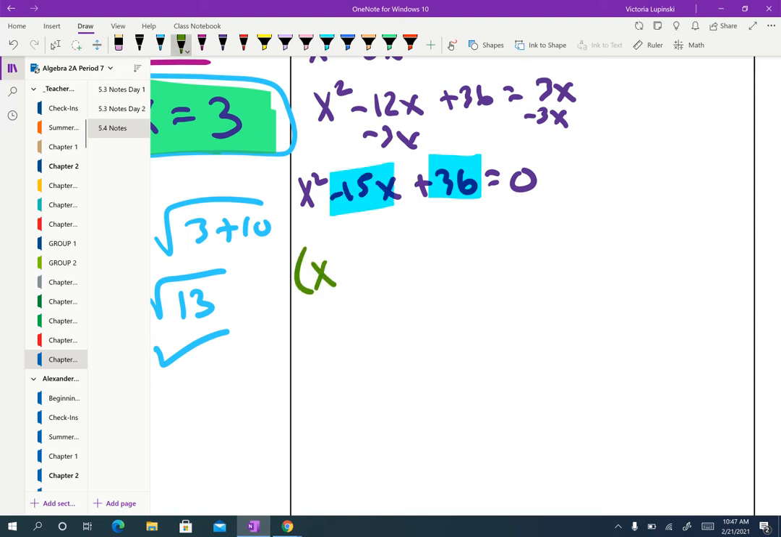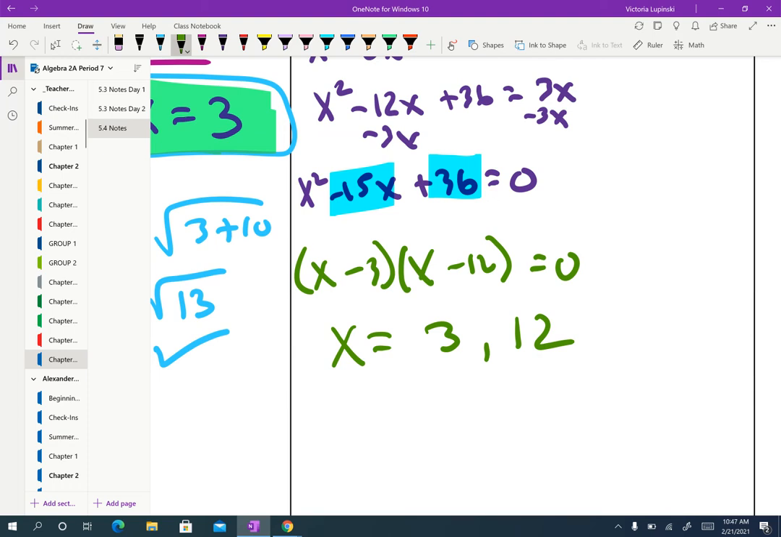I think that will work if you choose x minus 3 and x minus 12. Again, negative 3 times negative 12 equals positive 36, and negative 3 plus negative 12 is negative 15. That gives you 2, and again, not answers, but potential answers of 3 and 12. How do you know for sure if they're answers? You have to actually go ahead and check them.